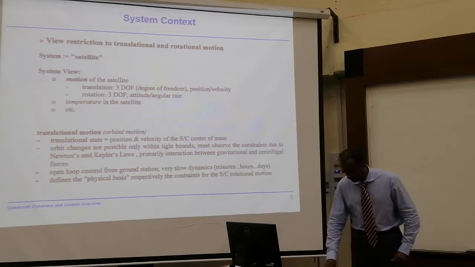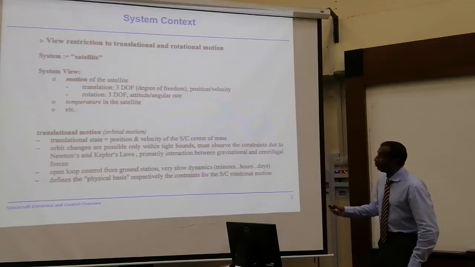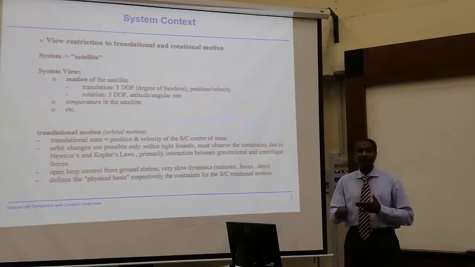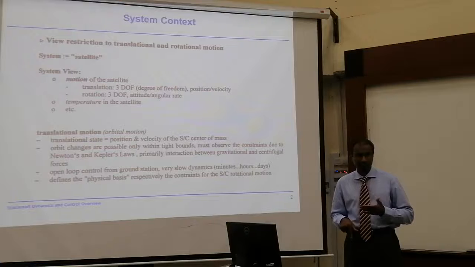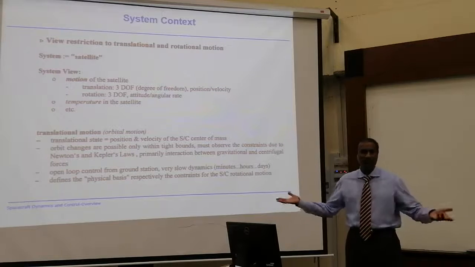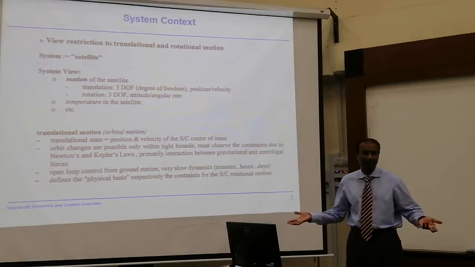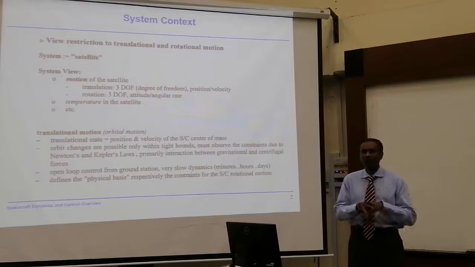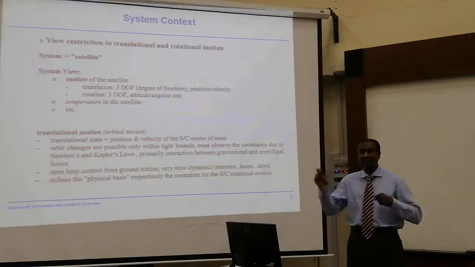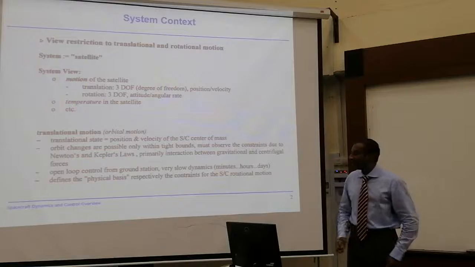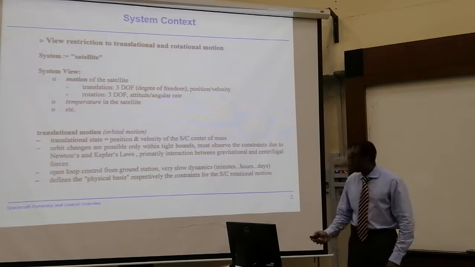The difference is this. Attitude control is 24/7. When you turn on the satellite, it's already doing attitude control. There is no time it's stopping. There is no switch off. It's sensing always: are you in the right path? But orbit control is not 24/7.